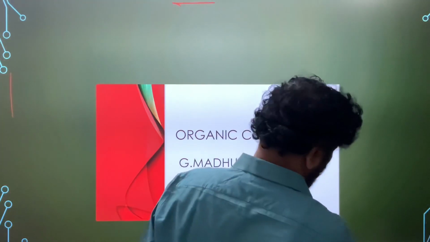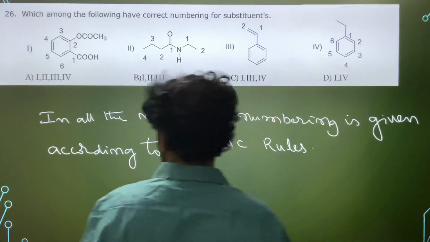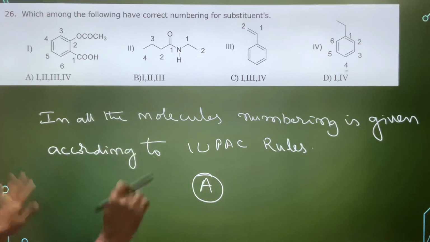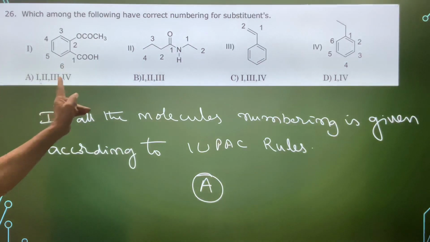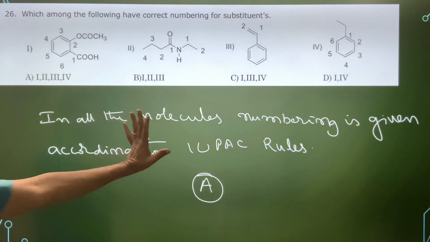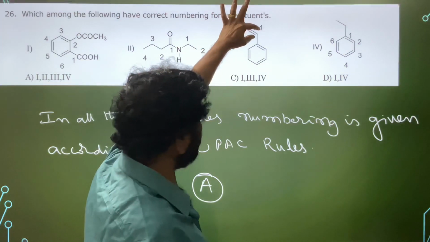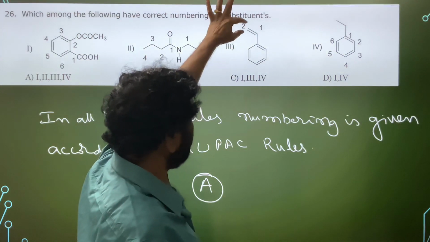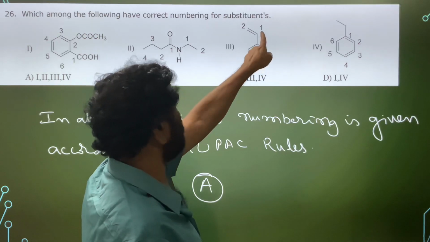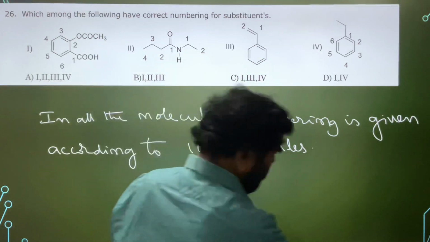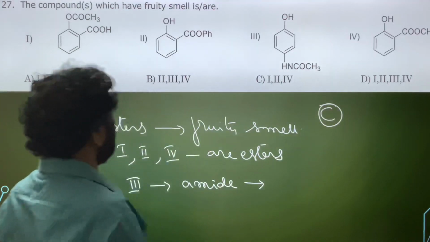The first question is, which among the following have the correct numbering of the substituents? In all the molecules, the IUPAC numbering is given according to the IUPAC rules. Here, this is the substituent, this is the side chain, this is the parent, and this is the substituent. In every case, the correct numbering is given.